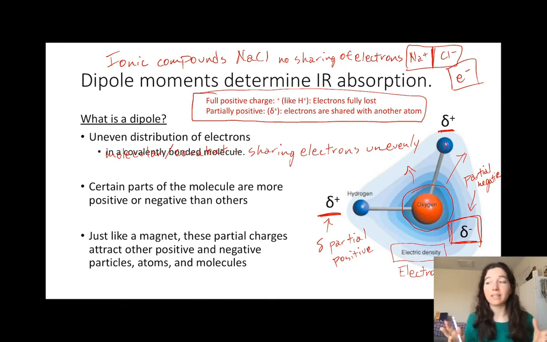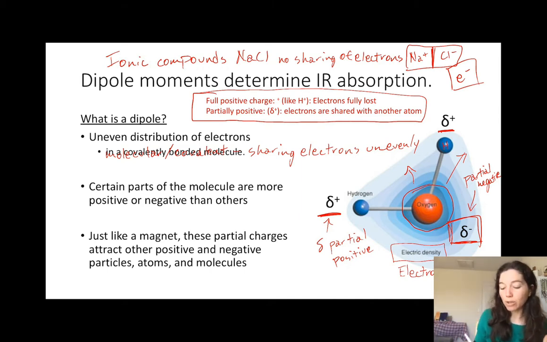So if it's a full positive, you'll see it written as a positive. If it's full negative, you'll see it written as a negative. If it's a partial positive, you'll see it written like this. If it's a partial negative, you'll see it written like this, okay?